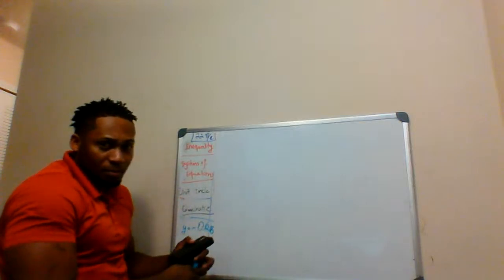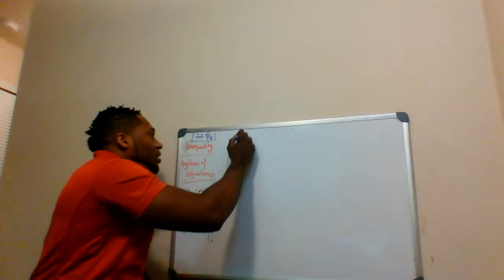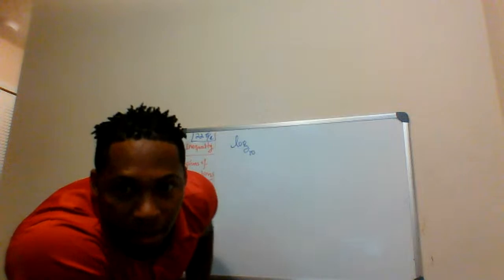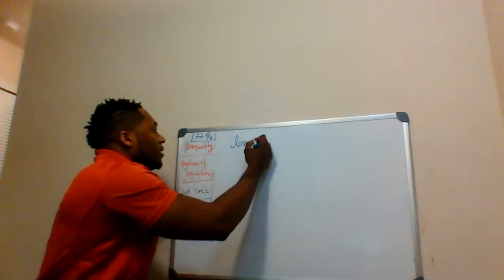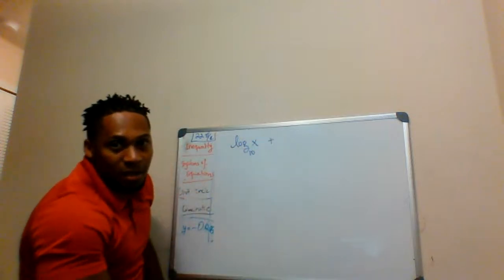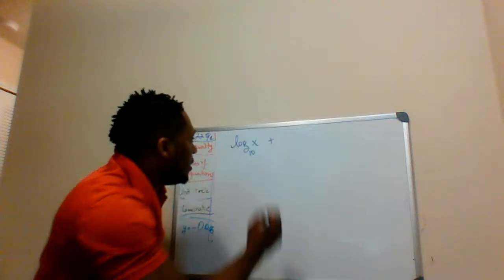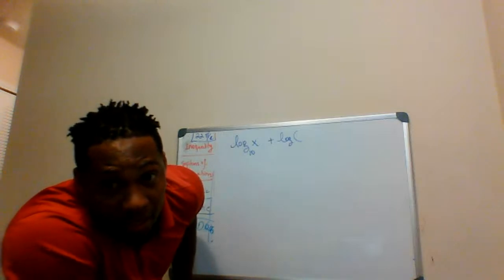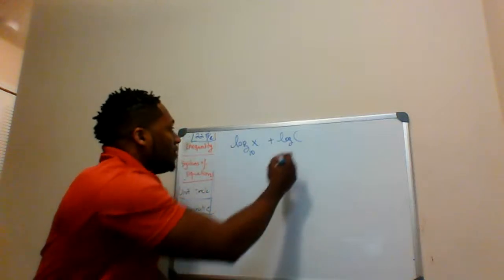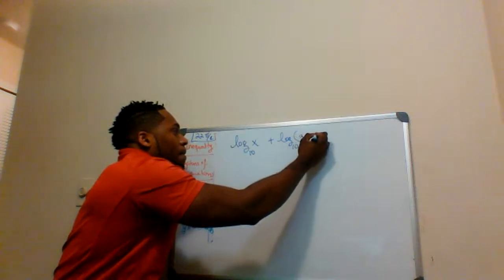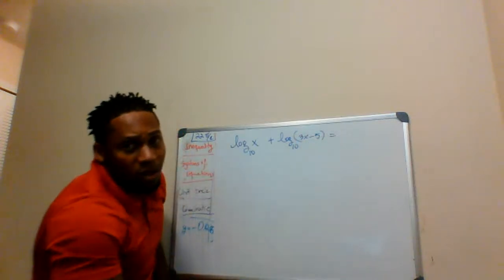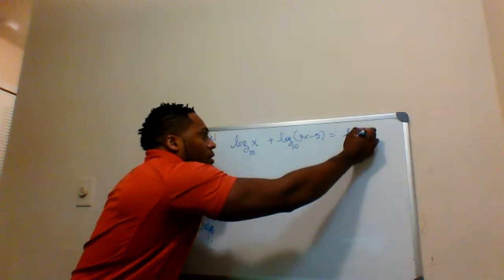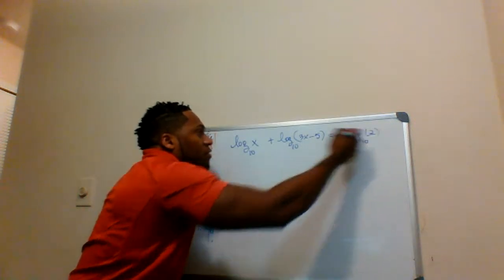All right, cool. So let's see how we can solve for this. Log base 10 of x, I think you missed the x. Okay, that's right. Plus, we're going to go slowly on this. Log base 10 of 3x minus 5 is equal to log base 10 of 2. And then we can verify in the calculator.